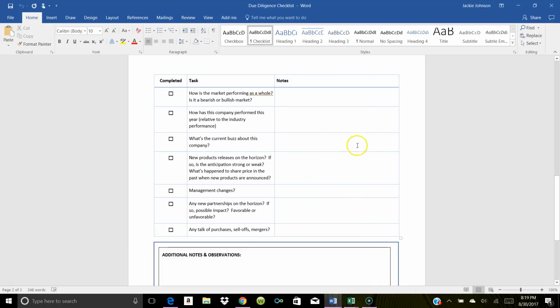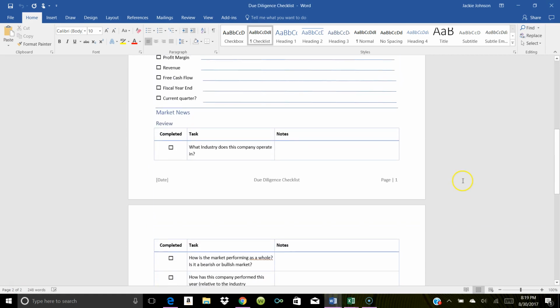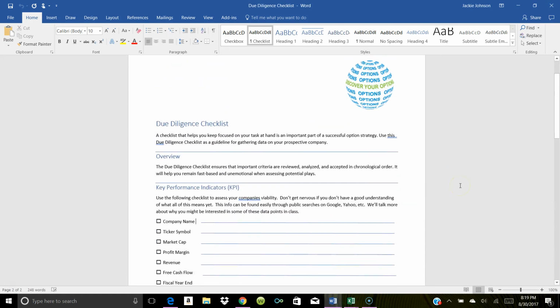So this checklist, this due diligence checklist will get us all the information we need to make sure we're ready to run an option on Microsoft. So that's pretty much it. If anybody has any questions about this list, please post it in the group or reach out to one of the coaches and we'll get your question answered immediately.